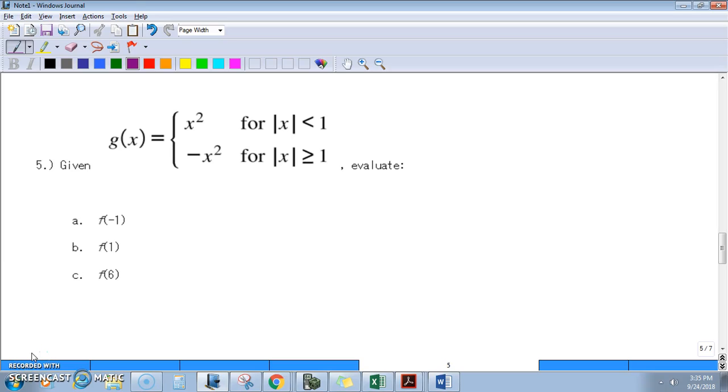Okay, so this is a piecewise function. The funky thing about this particular piecewise function is that we have an absolute value for x here. And all this absolute value means is that no matter if it's a positive or negative number, it's going to be in there. And for any absolute value of x less than 1, it's going to be x squared.